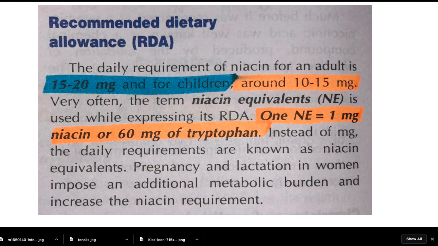Coming to this, the RDA value of niacin is of main concern. The daily requirement of niacin for an adult is around 15 to 20 milligrams, and for children it is 10 to 15 milligrams. Very often the term niacin equivalents is used for describing the RDA value. One niacin equivalent is equal to 1 milligram of niacin, or equal to 60 milligrams of tryptophan. So 1:60 is the conversion of niacin to tryptophan. Tryptophan is a precursor for the formation of niacin, and they can ask you the ratio. The most commonly asked question, the answer is 1:60.